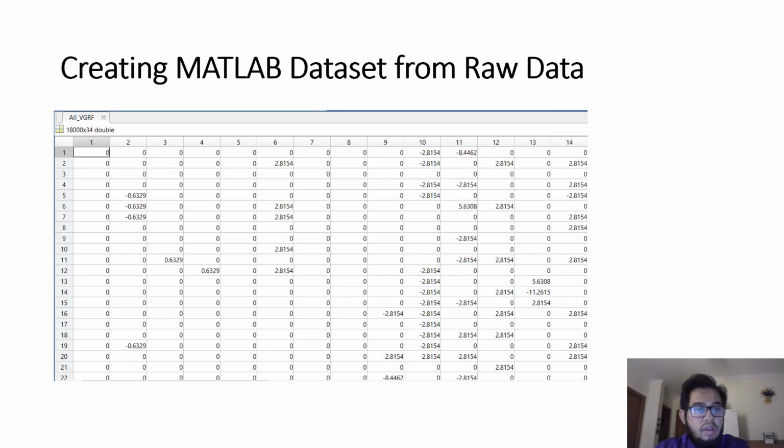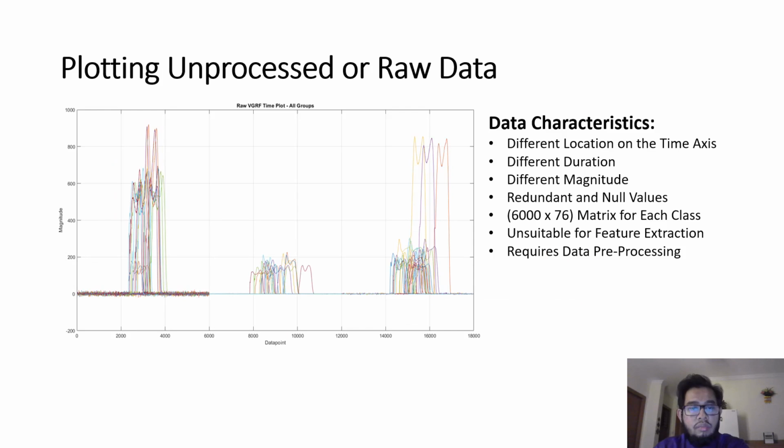Now we cannot use the raw data from the text file directly. We need to create a meta data set at first. It's a data set containing the raw data, but it can be used for feature extraction directly because of this plot. As you can see, for the three classes, the data are not on the same part of the axis, and there are null values here, and they have different durations and different magnitudes, so their features are not comparable. So we have to do something so that their features can be compared. Then you can extract their features and do the machine learning.